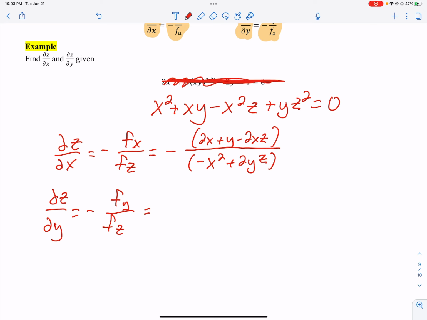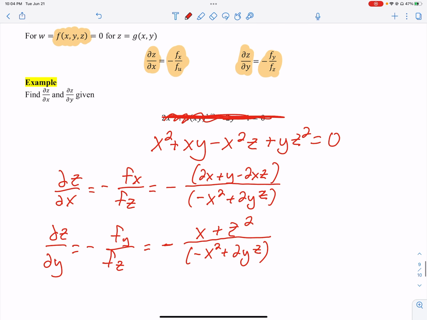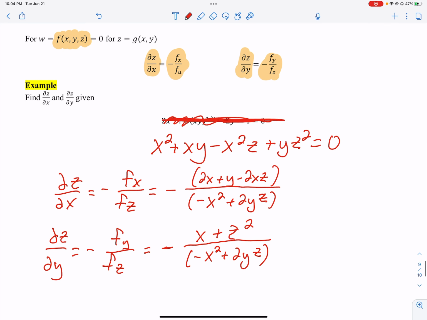So it can even make this a little quicker for us. Now I do it with y. So I get x plus z squared. That's the partial with y. And then the partial with z is the same thing, so I'm just going to write it again. This formula can be extremely helpful if you can remember it. This is one I think I would put on a note card or some kind of sheet of paper to remind me that this can be a very quick way to find a partial derivative.